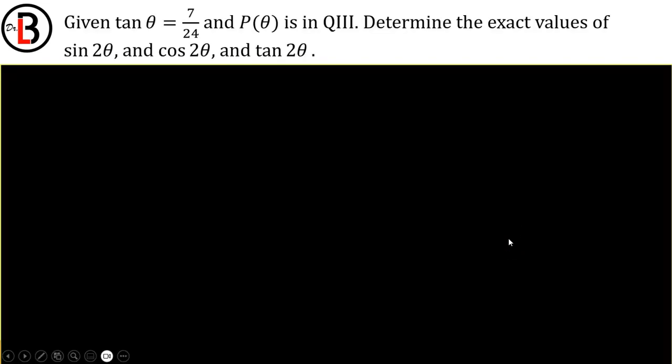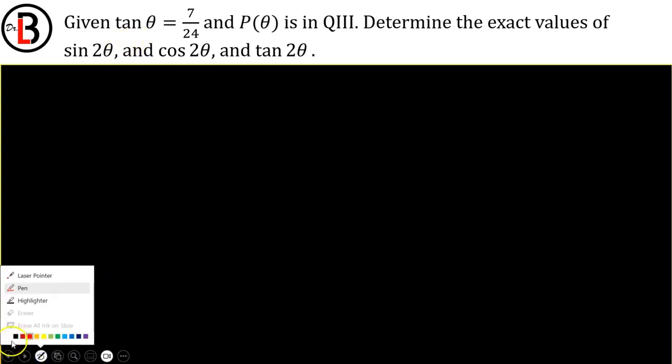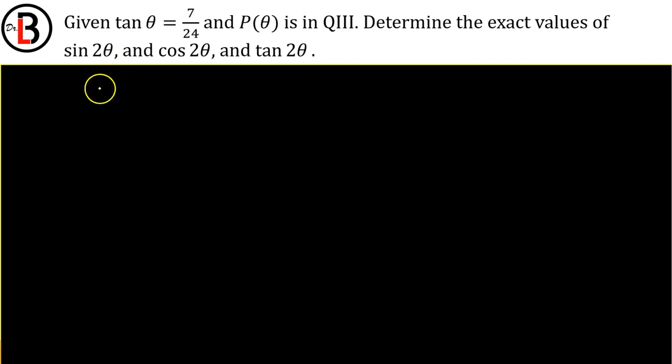So let's try. It says here that tangent theta is 7 over 24, and the theta is in quadrant number 3, so maybe it would be helpful if we draw the angle in the third quadrant. So if this is theta and tangent is opposite over adjacent, that means this has to be negative, this has to be negative. And when you get the hypotenuse, let's just apply the Pythagorean theorem. This would give us a special triangle, 7, 24, 25. So let's determine the exact values of sine 2 theta, cosine 2 theta, and tangent 2 theta.